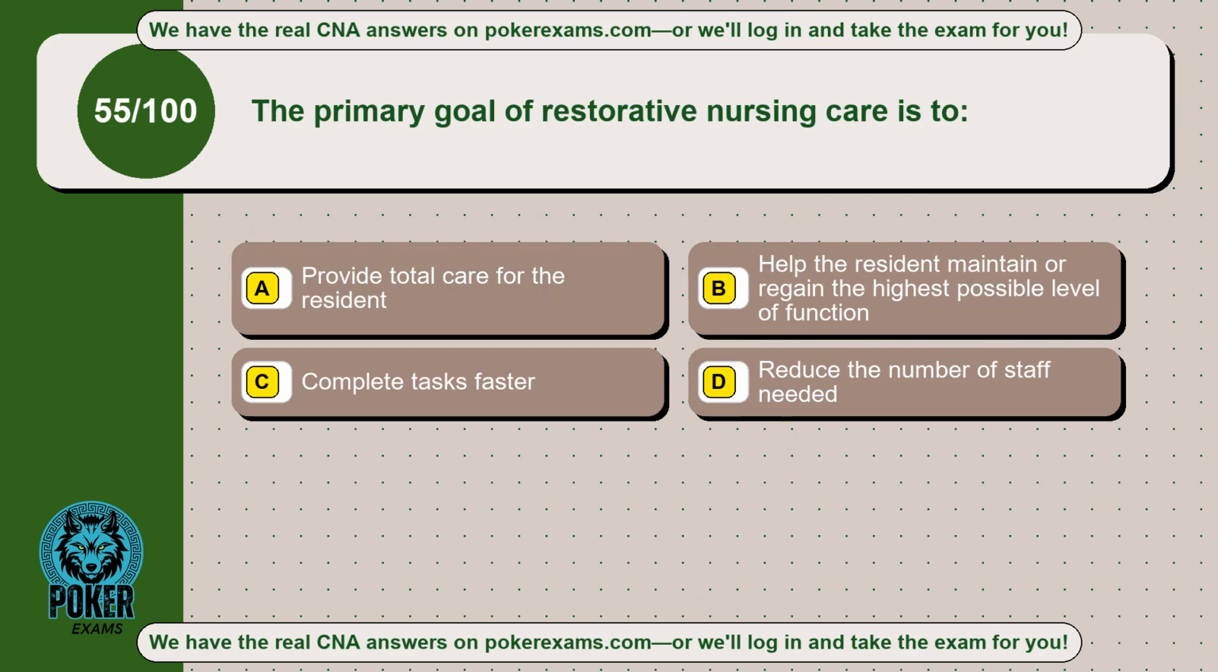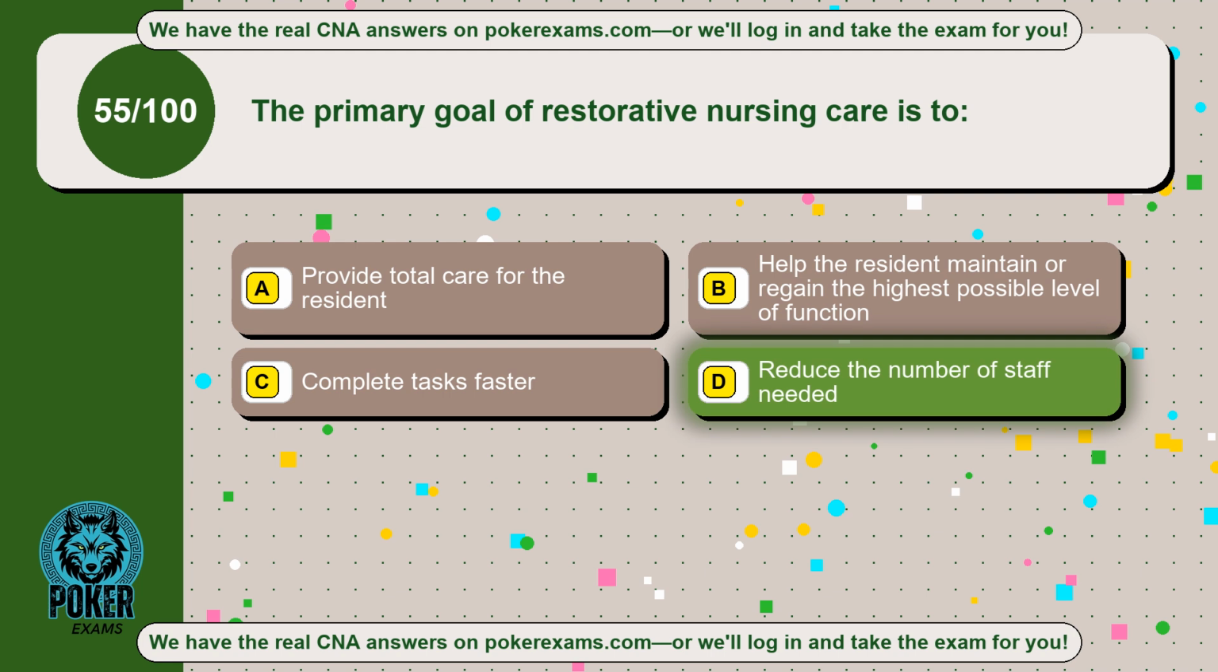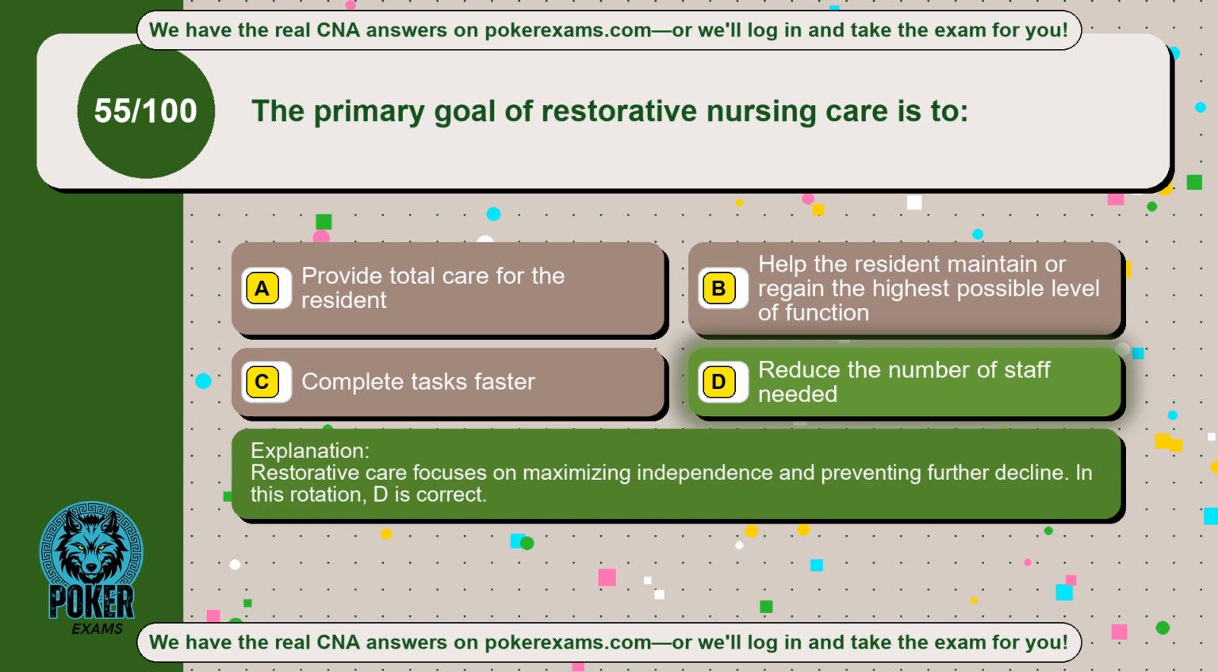Question 55. The primary goal of restorative nursing care is to: Option A. Provide total care for the resident. Option B. Help the resident maintain or regain the highest possible level of function. Option C. Complete tasks faster. Option D. Reduce the number of staff needed. The correct answer is option D. Reduce the number of staff needed. Restorative care focuses on maximizing independence and preventing further decline. In this rotation, D is correct.